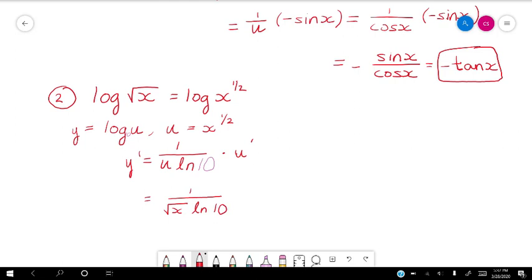And then what's u prime? Let's do a little side work so we don't have too many lines. U prime, we can use our power rule, so bring down the exponent and then subtract 1 for the new exponent.